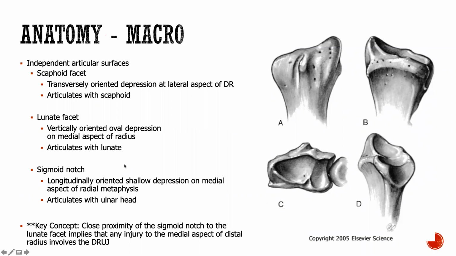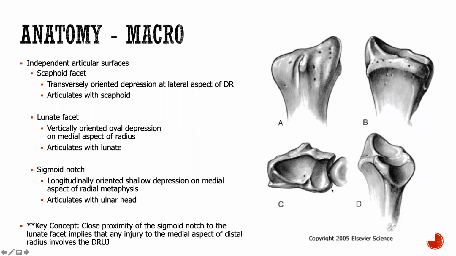The ones with the carpus are the scaphoid facet, and I don't know if you can see my pointer, but I'm pointing at this. It is a more transversely oriented depression. It is at the radial side of the distal radius. We don't normally say medial and lateral, more like radial and ulnar. And it articulates with, obviously, the scaphoid. It's about 2/3 of the width.